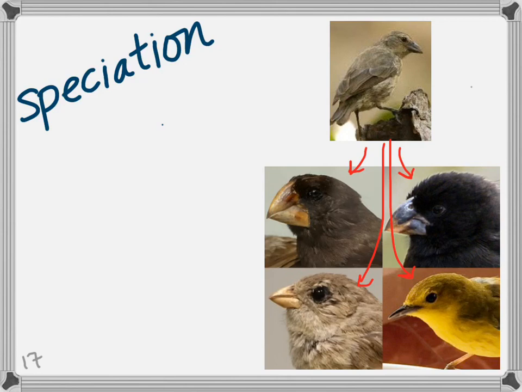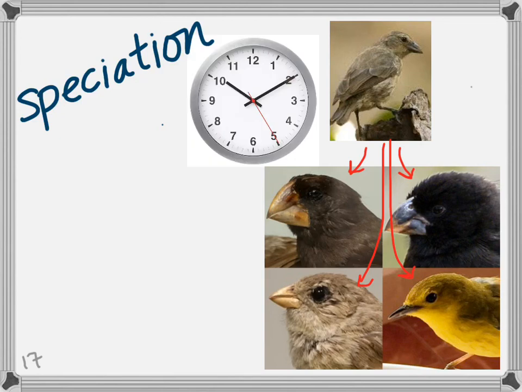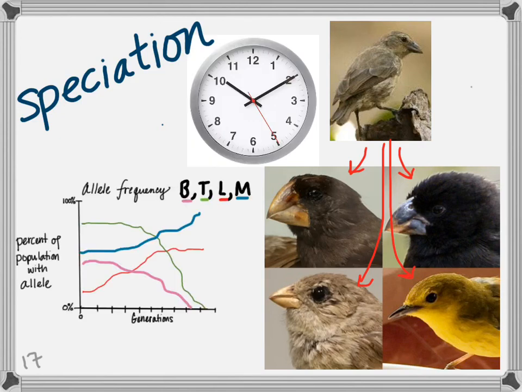That's speciation. Speciation often takes a bit longer than the simple small-scale evolution, and usually involves changes in more than one allele or trait, all happening at once.